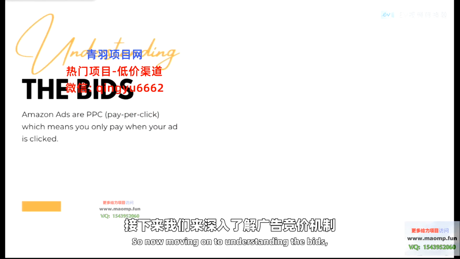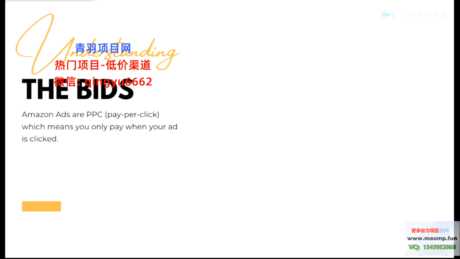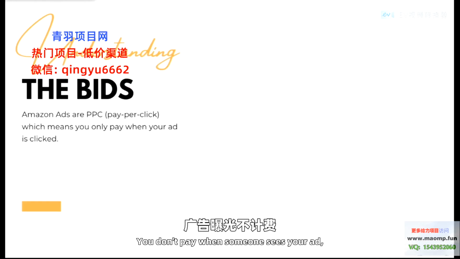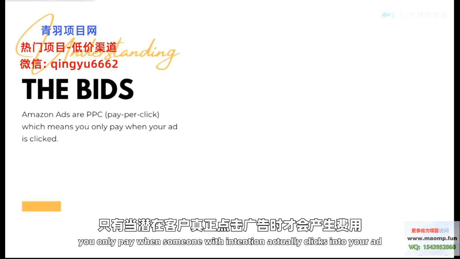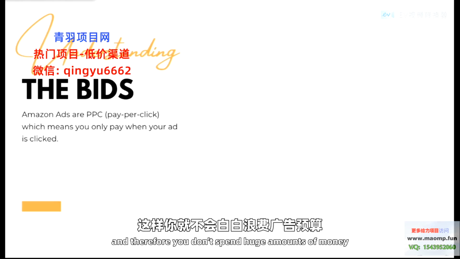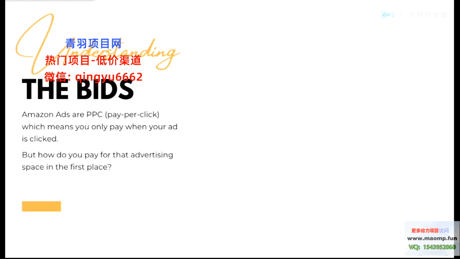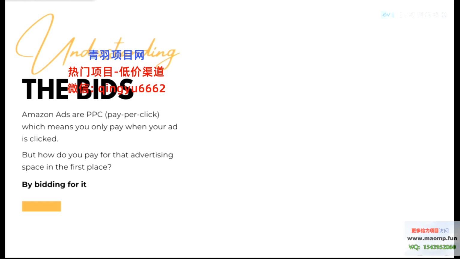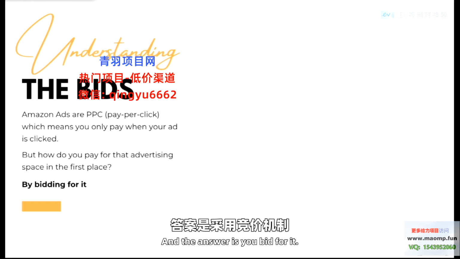So now moving on to understanding the bids. Amazon ads are PPC, which stands for pay per click, which basically means you only pay when your ad is clicked. You don't pay when someone sees your ad. You only pay when someone with intention actually clicks into your ad, and therefore you don't spend huge amounts of money as you would if you paid per impression. But how do you actually pay for that advertising space in the first place? And the answer is you bid for it.